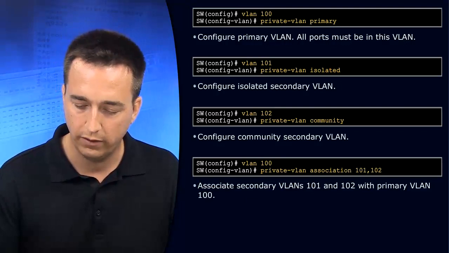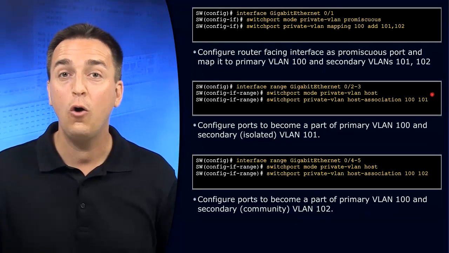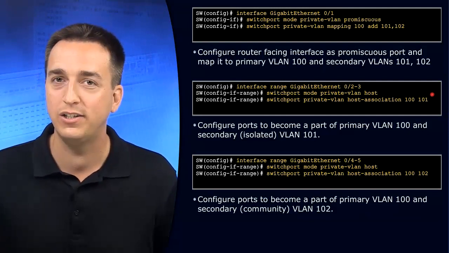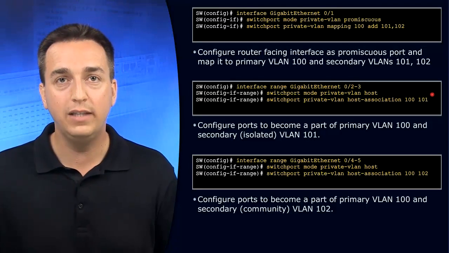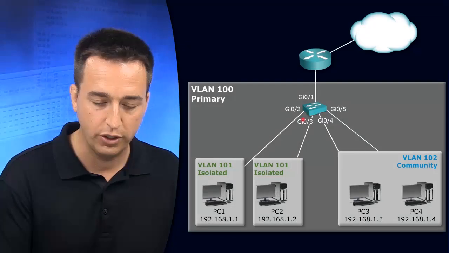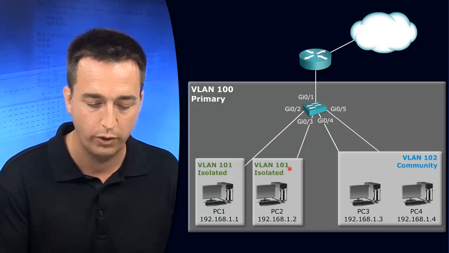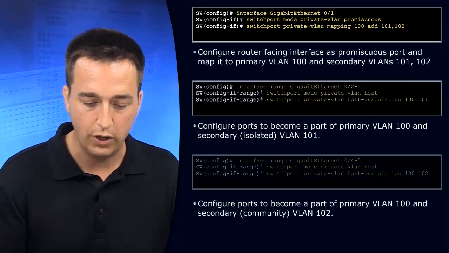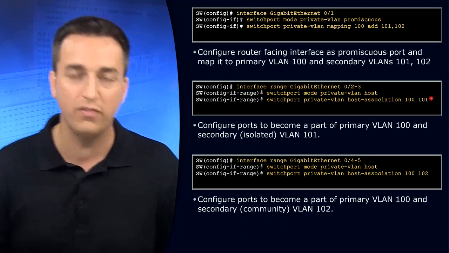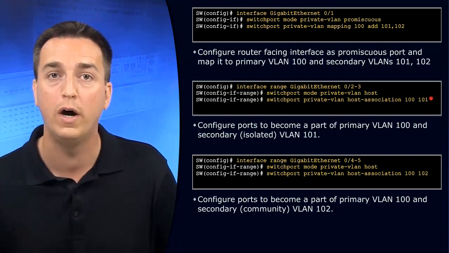So notice the configuration doesn't come flat out and say it's an isolated VLAN. You have to go back and check what type of VLAN 101 is to make sure you got it right. And we wanted these two interfaces to be in the isolated VLAN. So we've accomplished our goal here. So gig 0/3 and 0/2, part of VLAN 101, which is isolated. We accomplished that with these two commands here: switchport mode private-vlan host, and then switchport private-vlan host-association, primary VLAN 100, secondary VLAN 101.